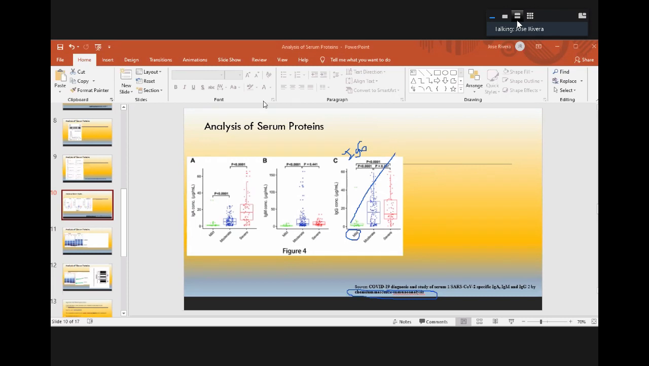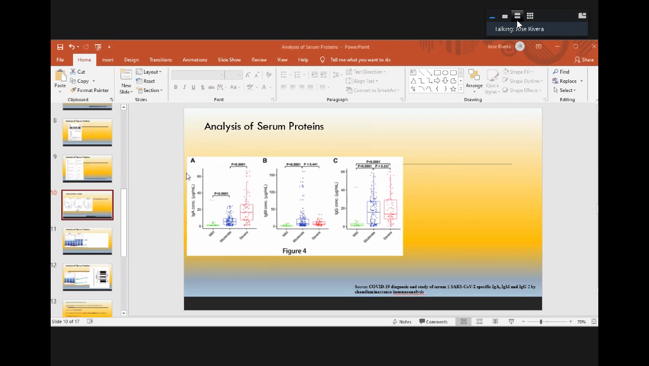Again, I don't want you to learn this. I'm just showing you so you know that IgG levels increase not just when you have an inflammation, but also when you have a viral infection. This is the natural response of the immune system.